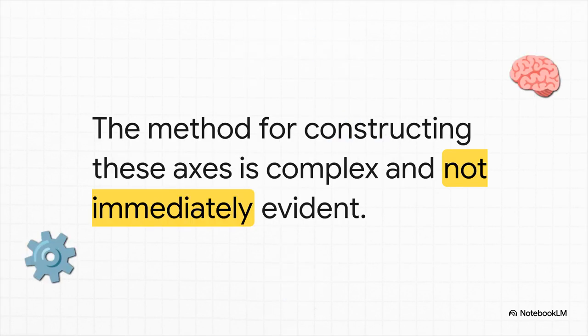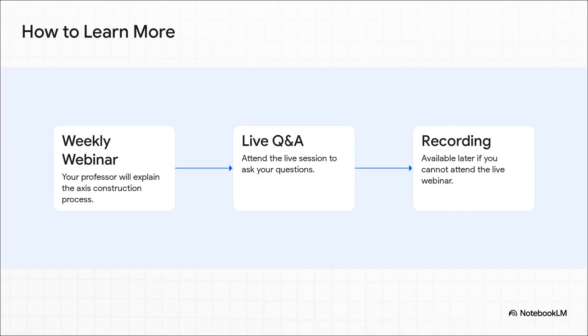And you know what? That is a fantastic question. The honest answer is, the statistical magic behind it is pretty complex. It's not something you can just figure out by staring at the map. This explainer is all about teaching you what the map is and how to use it for strategy. But don't worry, we're not leaving you hanging. Here's how you get that deeper knowledge. Your professor is going to break down the technical side of how these dimensions are built in this week's webinar. Seriously, try to be at the live session so you can get a full explanation and ask questions. And hey, if you can't make it, the recording will be there for you later.